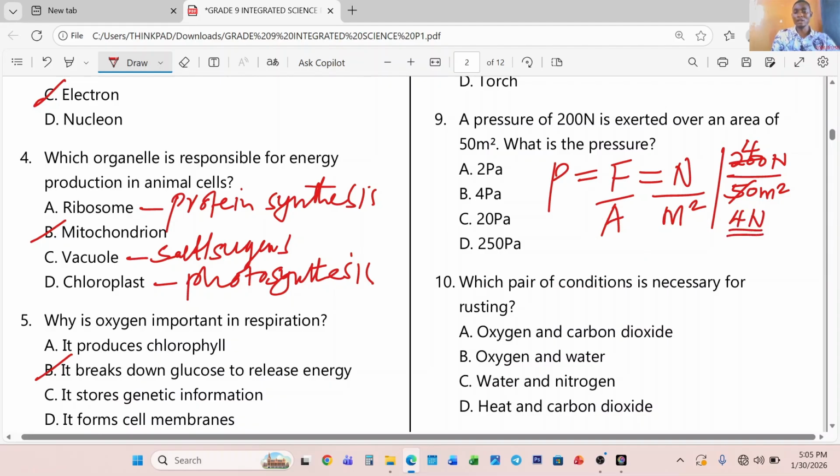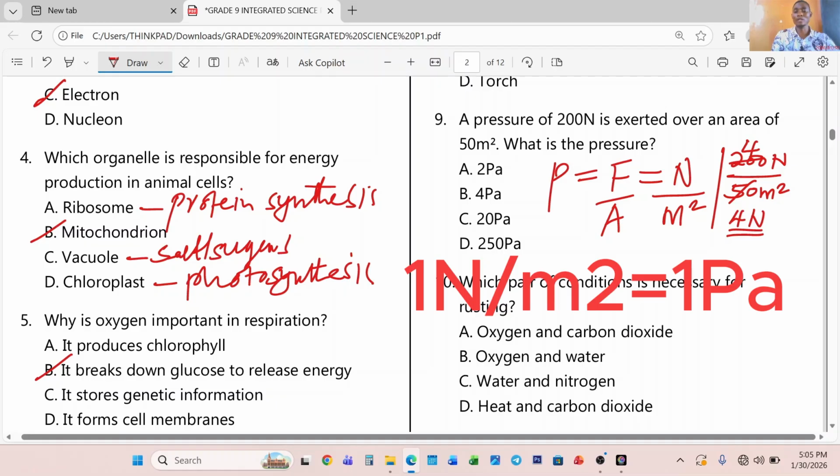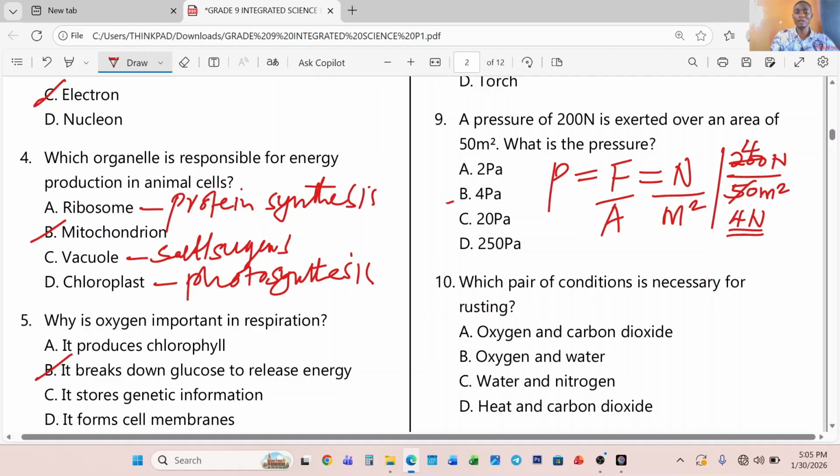But looking at the answer, we have 4 Pascal. We know 1 Newton per square meter equals 1 Pascal. So the correct answer is B.